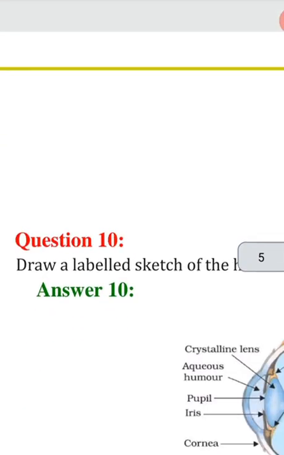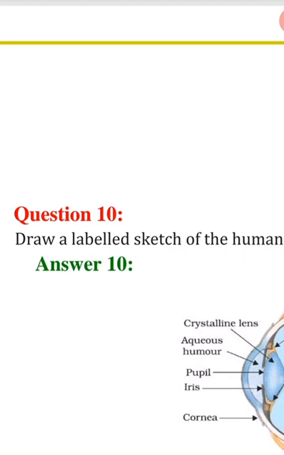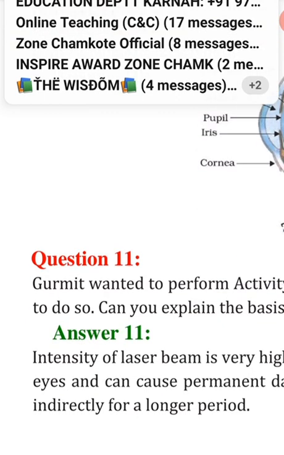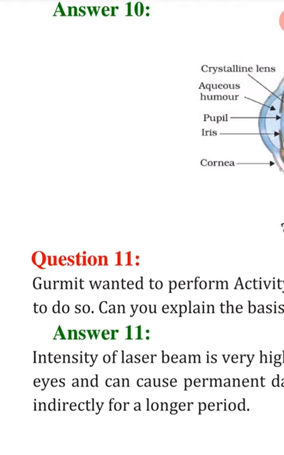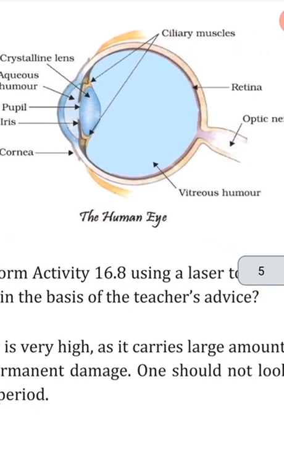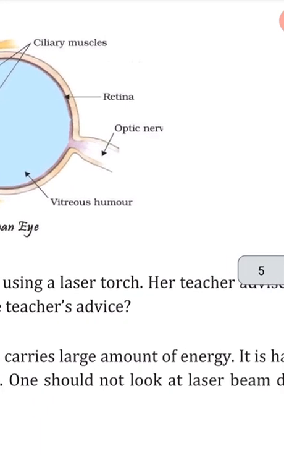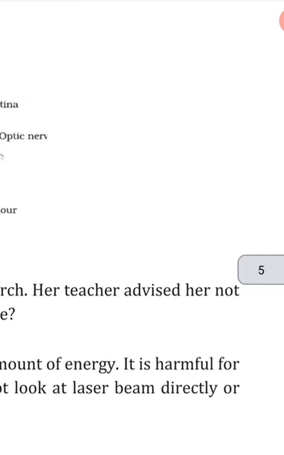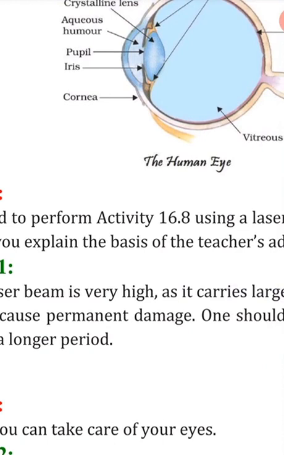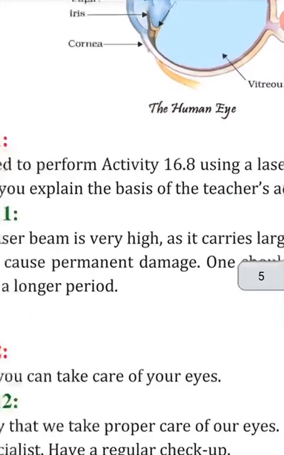Now question number 10 is about our eyes, that is the human eye. This question we shall do at the last. So question number 11. Gurmeet wanted to perform activity 16.8 using a laser torch. Her teacher advised her not to do so. Can you explain the basis of the teacher's advice?